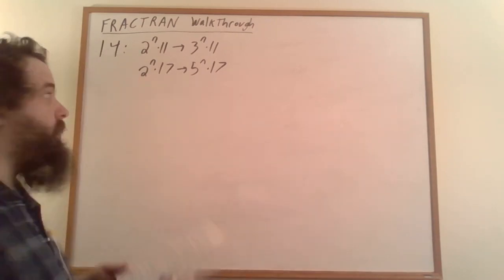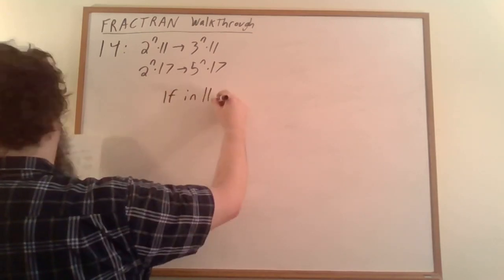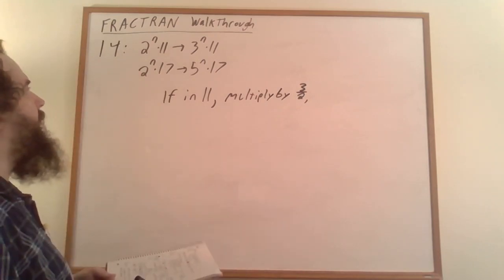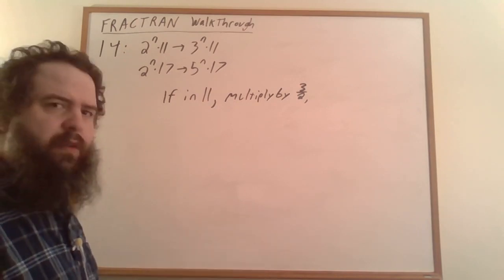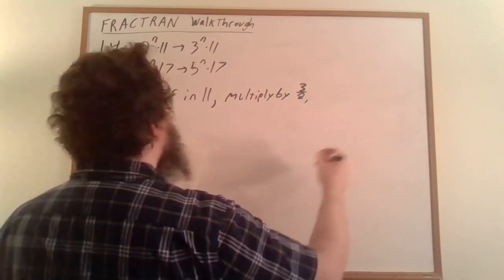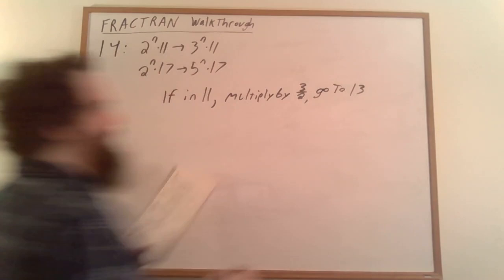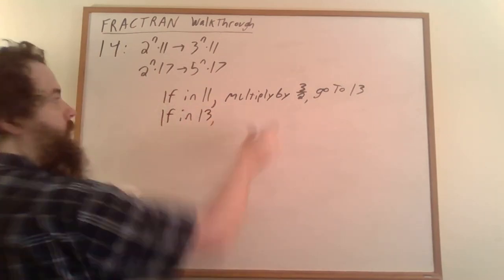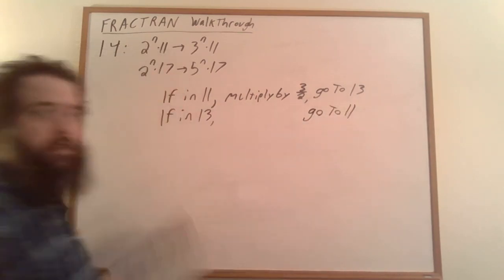For this program here, we would like a fraction that says that if we're in state 11, multiply by 3/2, and we'd really like to stay in state 11, but again, we can't do that because then we get that canceling that we saw before. So instead, we will go to state 13. And when we're in state 13, we don't want to do anything. We just want to go back to state 11.